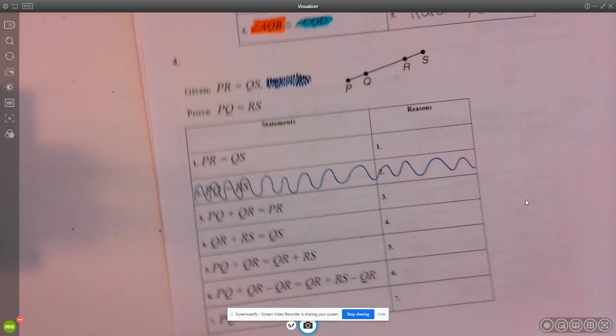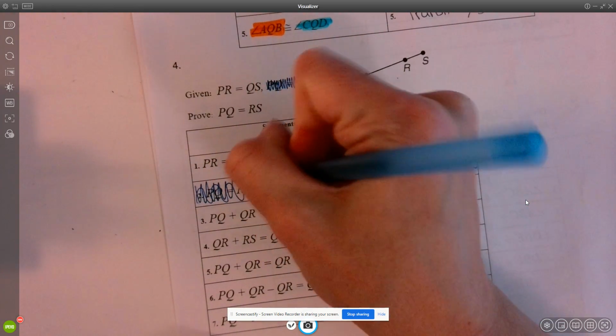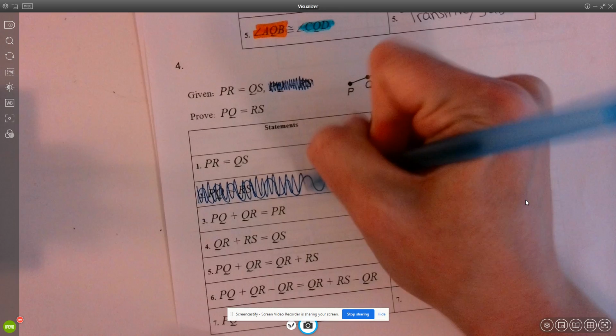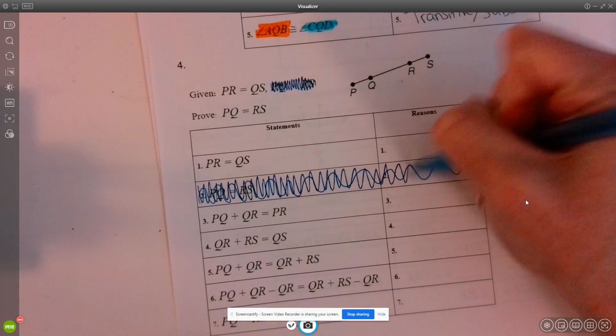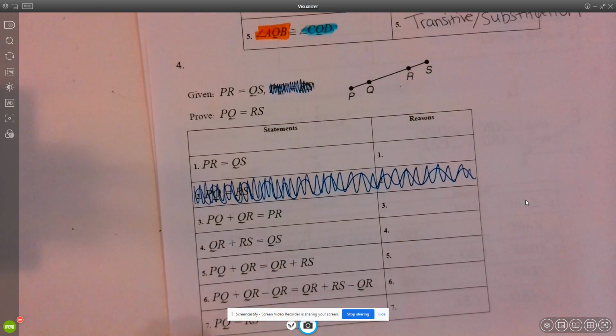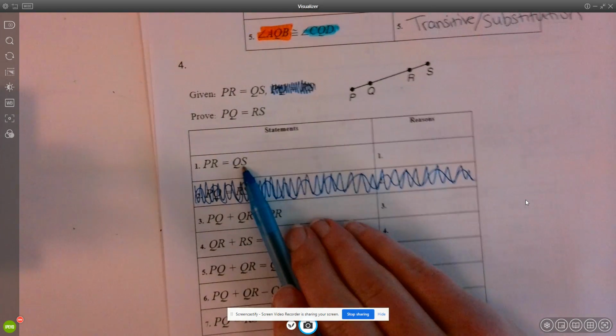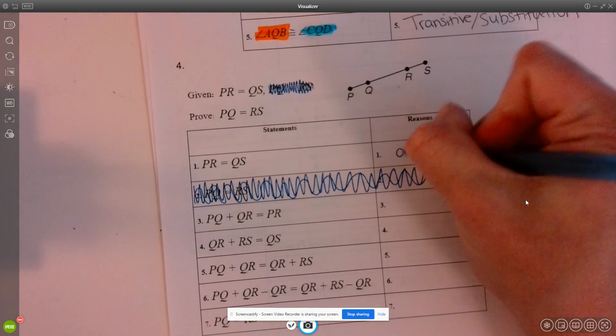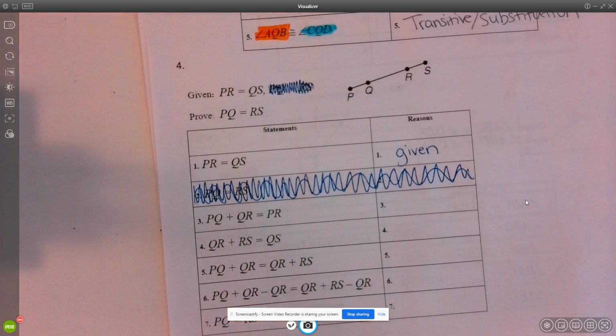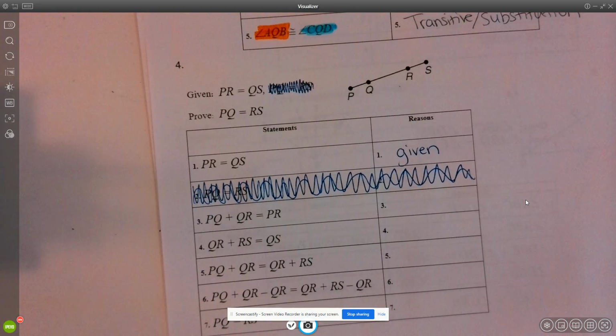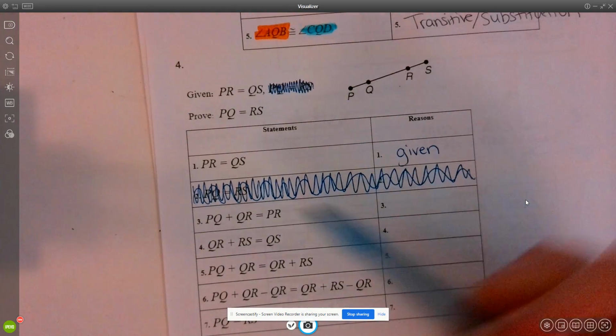That's a typo. Okay. So we know we're given that PR is equal to QS. And we're trying to work our way to prove that PQ is equal to RS. All right, so in statement 1, we can see this is what we're given. So that reason is given. I'm going to head to statement 3.